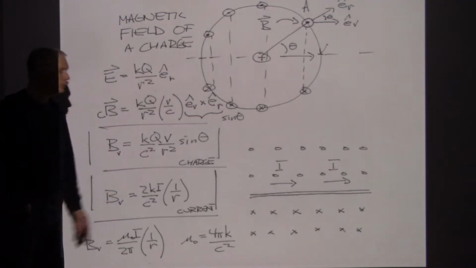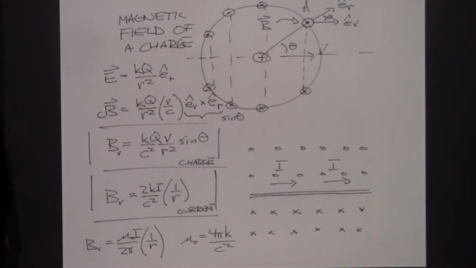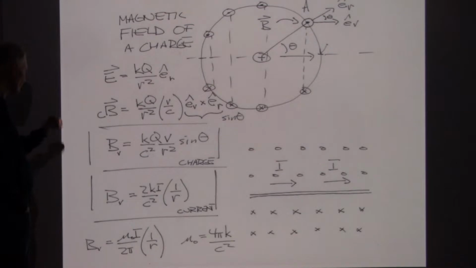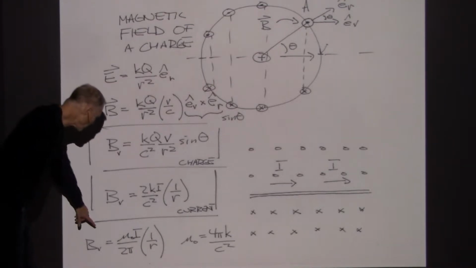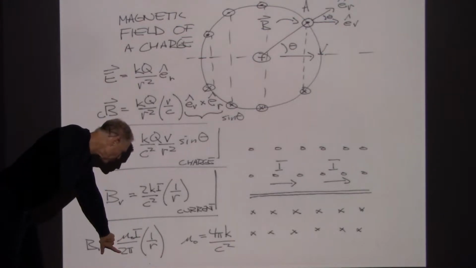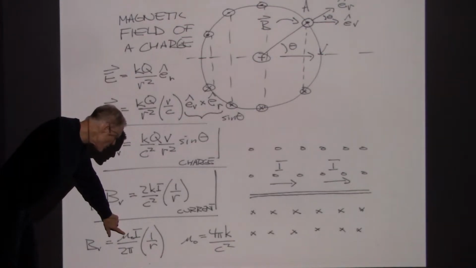Individual charges, the field was dropping off like 1 over r squared, but now we have a lot more charges than we had before. Now, just for comparison, in the book, or in the slides we just looked at, this formula is saying mu naught over 2 pi times I. What is this mu naught?